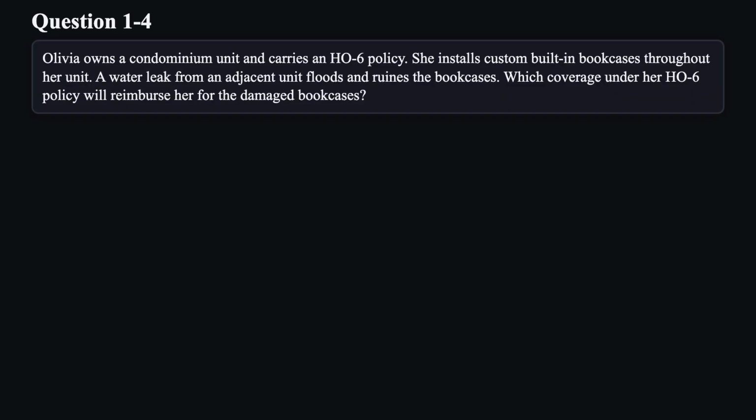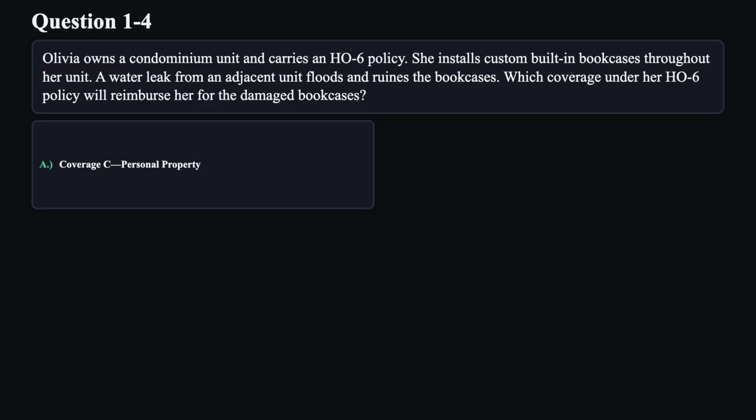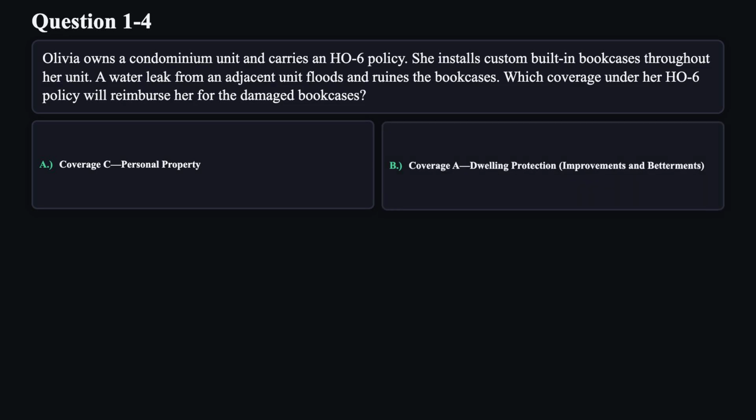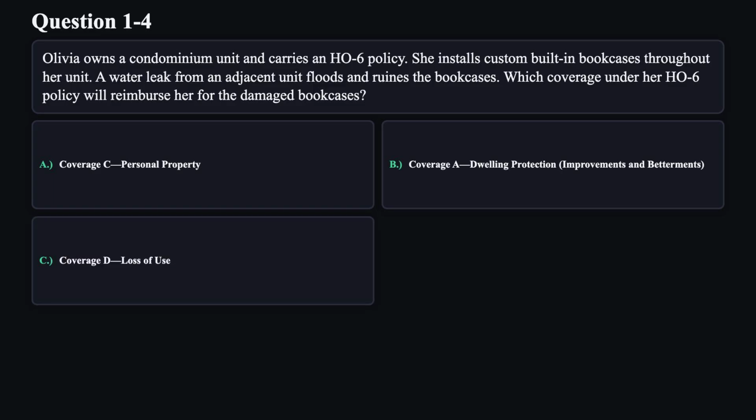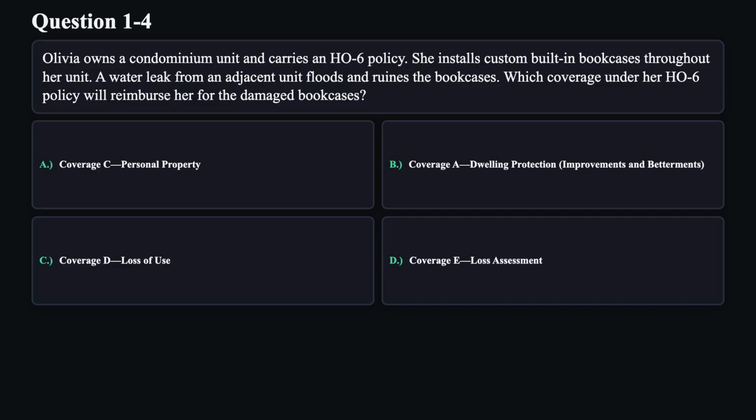Question 4. Olivia owns a condominium unit and carries an HO6 policy. She installs custom built-in bookcases throughout her unit. A water leak from an adjacent unit floods and ruins the bookcases. Which coverage under her HO6 policy will reimburse her for the damaged bookcases? A. Coverage C, personal property. B. Coverage A, dwelling protection, improvements and betterments. C. Coverage D, loss of use. D. Coverage E, loss assessment.